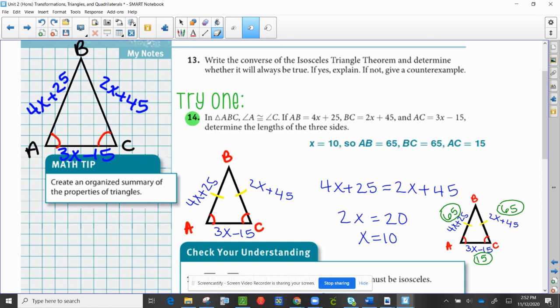Okay. So the big takeaway of today's lesson is knowing that isosceles triangle theorem, which just says if we have isosceles triangles with two sides congruent, their angles opposite will also be congruent. So we can set up problems using that theorem.